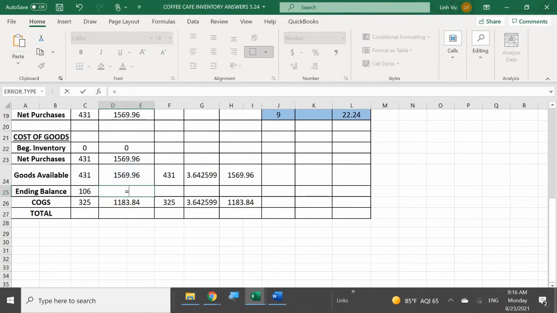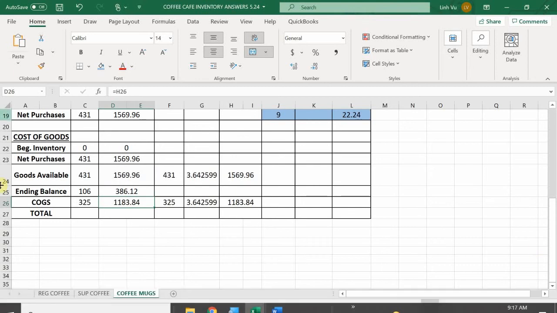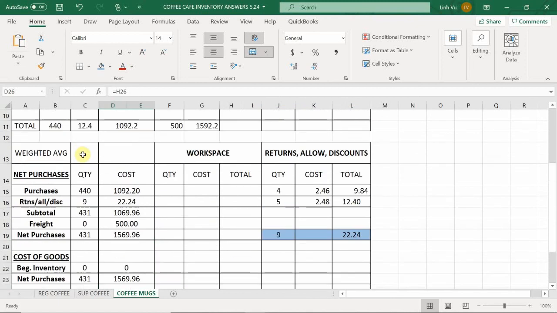So what's the total cost of 106 items? Okay, I got it. 1569.96 minus 1183.84 is 386.12. $386.12. Good. Good.